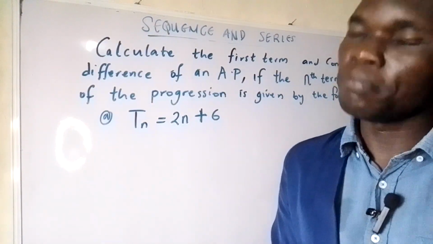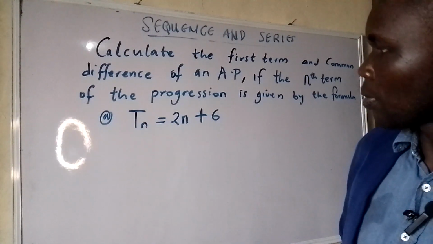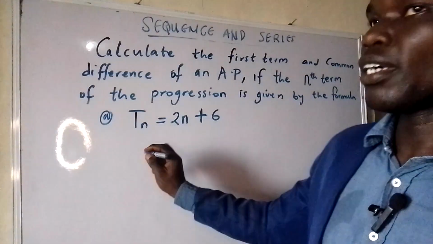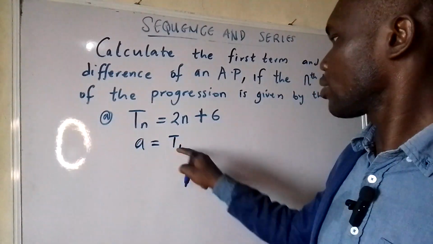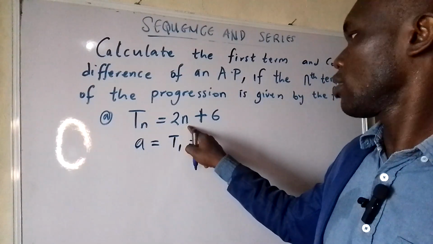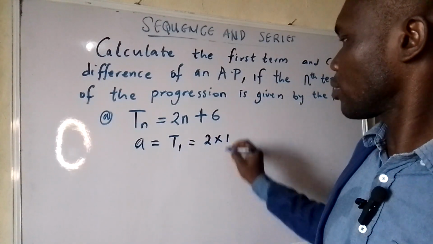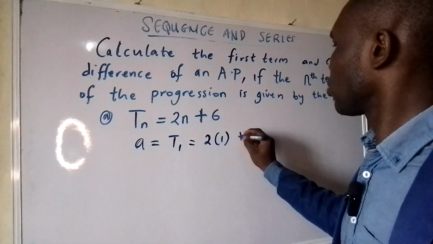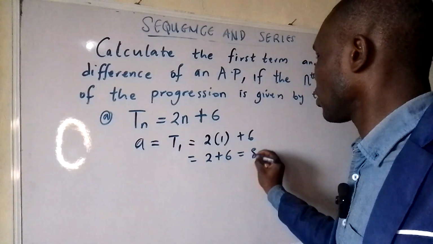Still on sequence and series, we are to find the first term of this arithmetic progression. So this is a formula. To get the first term, that's a is equal to c1. n is 1, so any place I get n, I'll put 1. So I have 2 into bracket 1 plus 6, which will give me 2 times 1 is 2, plus 6, which is equal to 8.